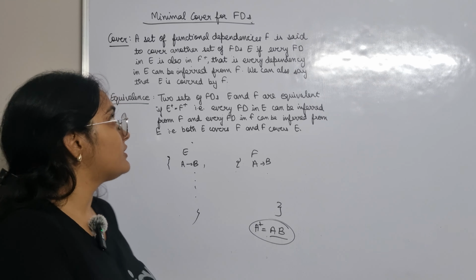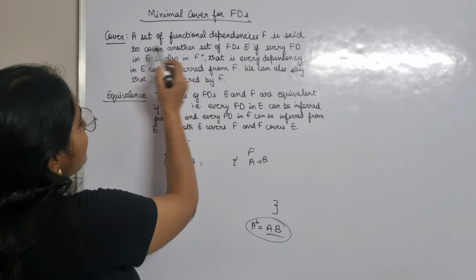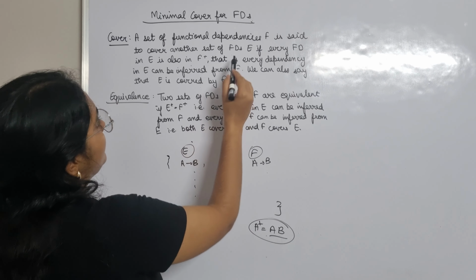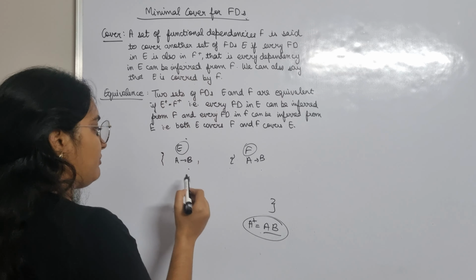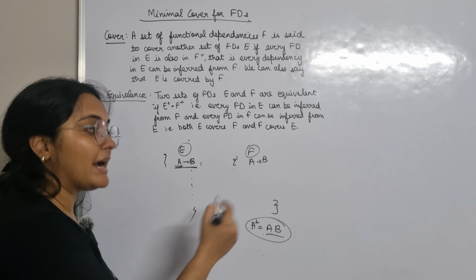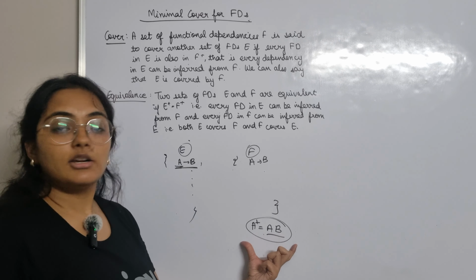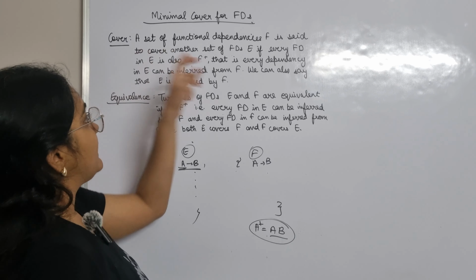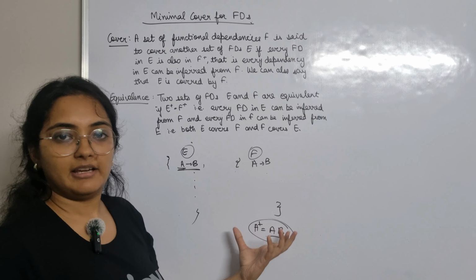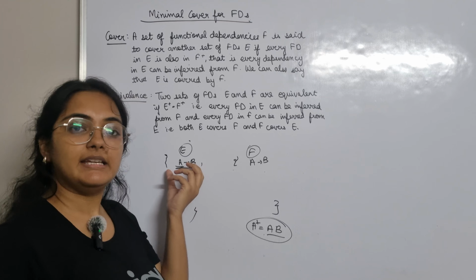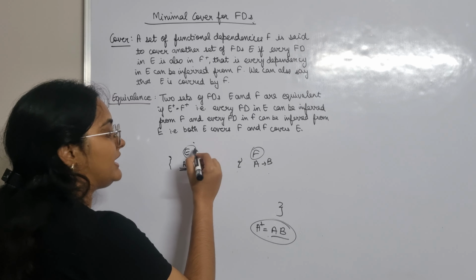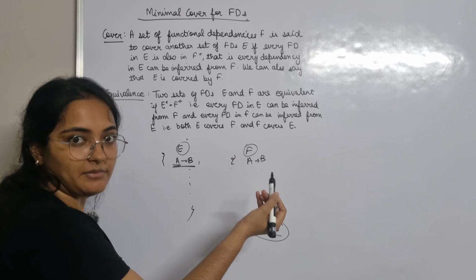Okay, that is the cover. So what does the definition say? A set of functional dependencies F is said to cover another set of functional dependencies E if every FD in E is also in F plus. Every FD in E is also in the closure of F. It might not be directly present in F, but it is in the closure of F. That is, every dependency in E can be inferred from F. That is, given F, we can infer everything, right? So we can also say that E is covered by F, or F covers E, same thing.